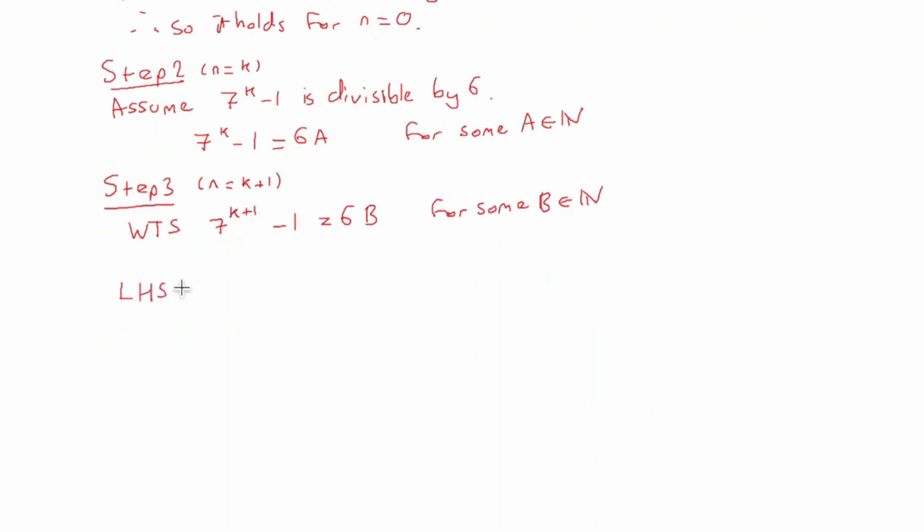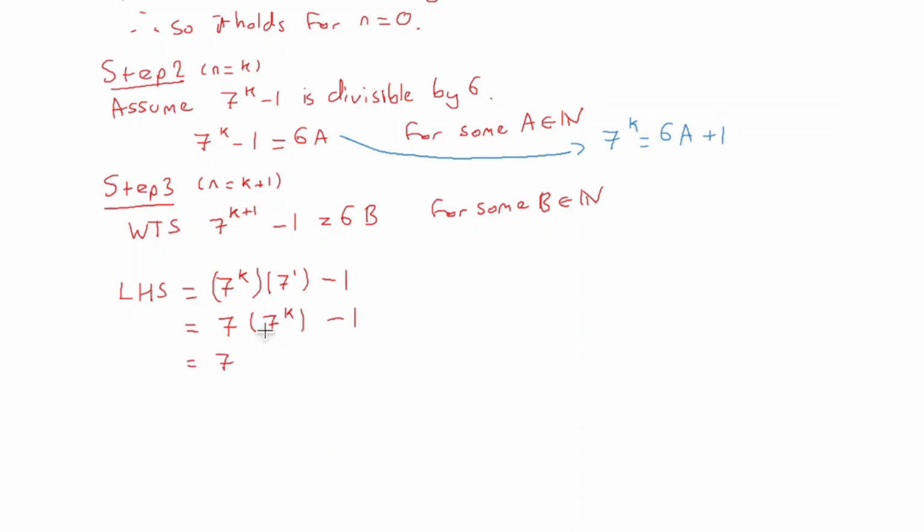Starting with our left-hand side, we have 7 to the k plus 1. Well, we can use laws of indices to split that into 7 to the k times 7 to the 1, which is just 7 times 7 to the k. And now we need to make our substitution. Well, our substitution in this case is a rearrangement of this. We're going to rearrange this into the form 7 to the k equals 6a plus 1. Because now what we can do is replace 7 to the k with 6a plus 1.